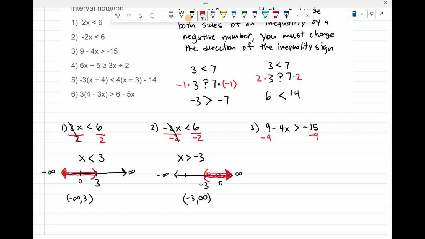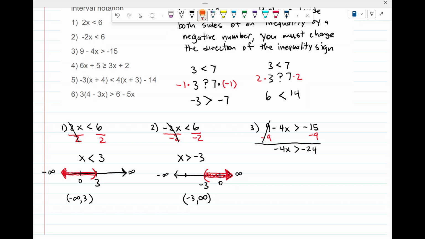Now, when I add or subtract to both sides of the equation, no matter what, whether it's positive or negative, it doesn't matter. I keep the inequality sign. Remember, the only time we switch the inequality is if we're multiplying or dividing, and only when we're multiplying or dividing by a negative number. These cancel out. I'm left with negative 4x, and make sure that negative sticks to the 4. And negative 15 minus 9 is negative 24.